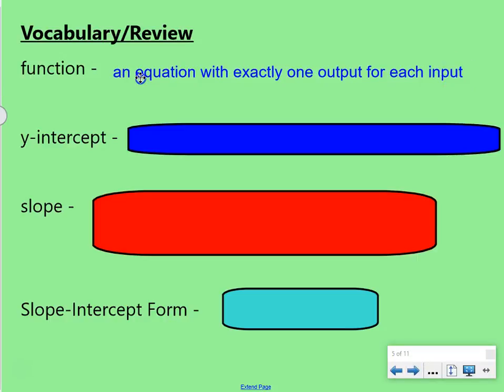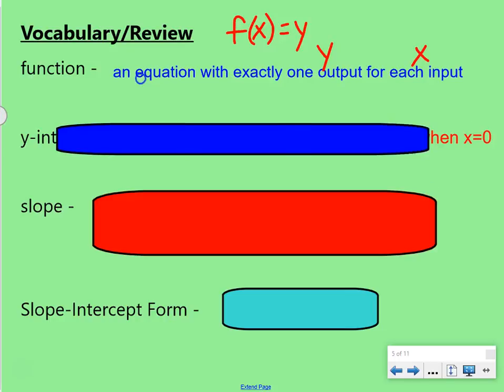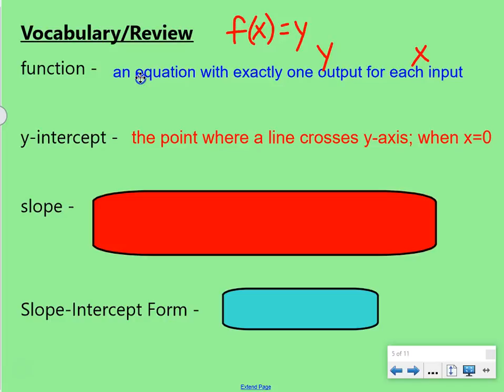Vocabulary. Function: an equation with exactly one output for each input. Remember, input is x, output is y. We can also write a function in function notation, f of x, which is the same thing as y. Y-intercept: the point where a line crosses the y-axis when x equals 0. That's really important.